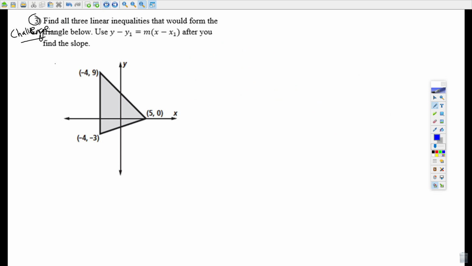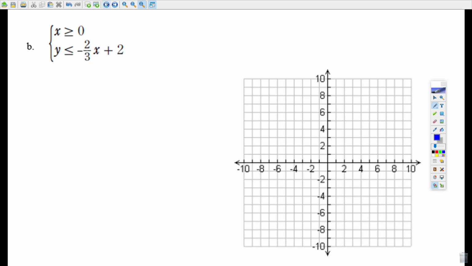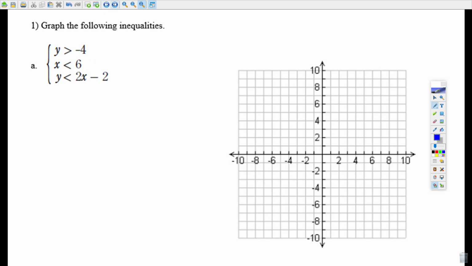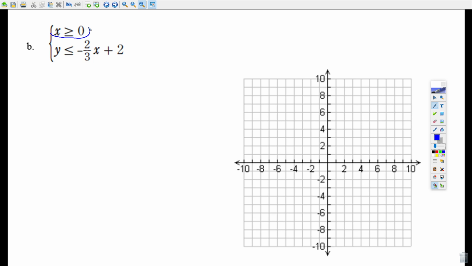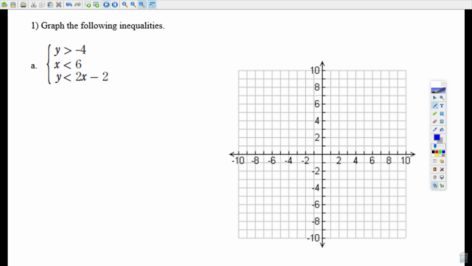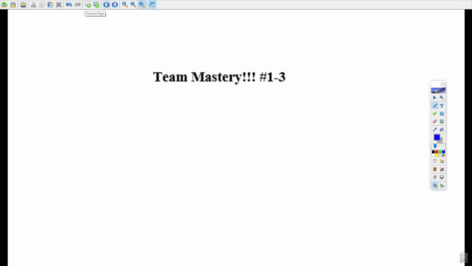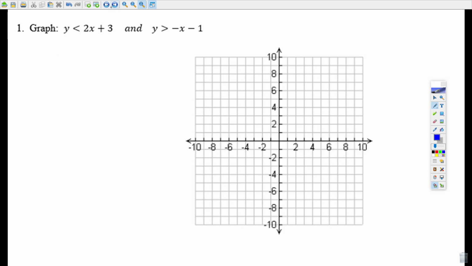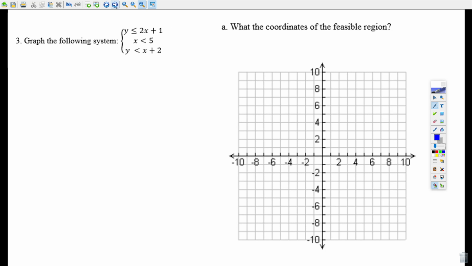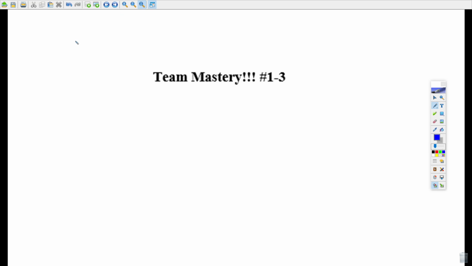Again, this is the challenge problem, but you need to go back and do A and B for number 1. Be careful when you have x is greater than or equal to 0, and this last one here, x is less than 6. That means that these are vertical lines, not horizontal lines. And then you should be able to finish the rest of those, and everything will be sent and turned in for the notes.